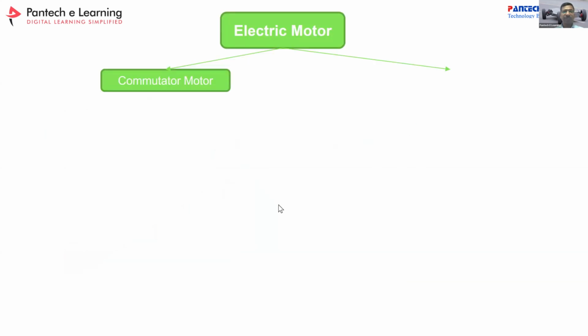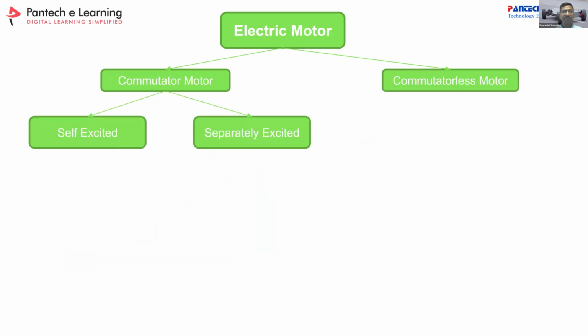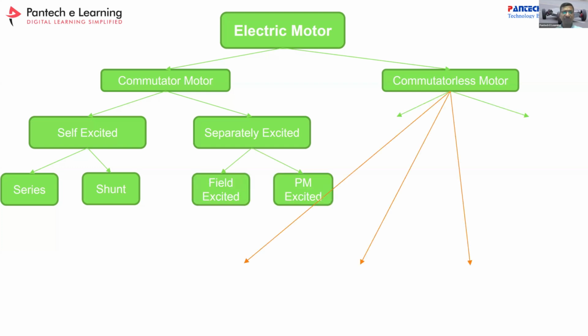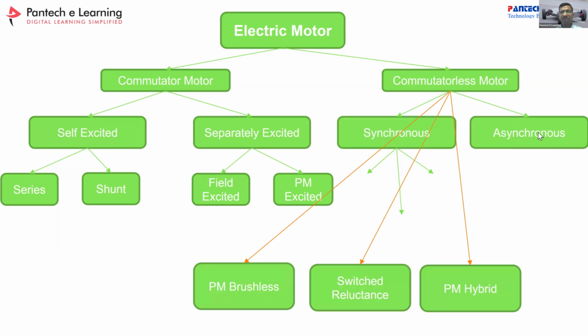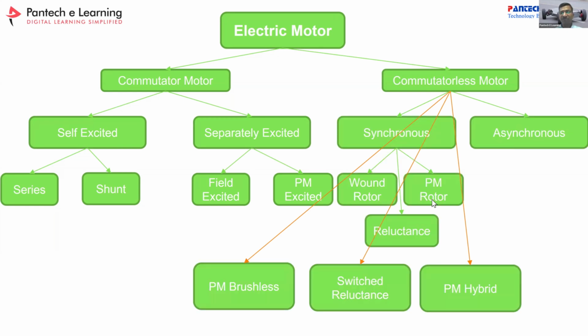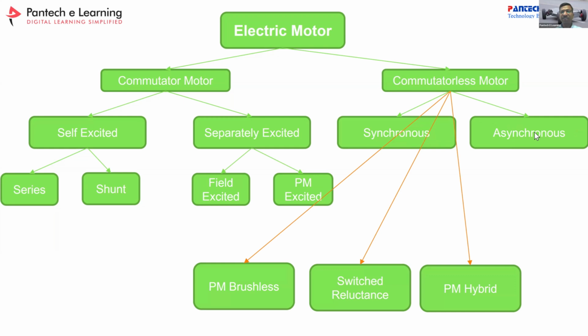If you take the types of motors, electric motors are classified into two types: commutator motors and commutatorless motors. Under the commutator motors are the self-excited motor and the separately excited motor, and these are all DC motors. The commutatorless motors come under the AC motors, like synchronous and asynchronous motors. Under the synchronous motor are the wound rotor, permanent magnet rotor motor, and reluctance motor. Similarly, all these types of motors are available in the market.